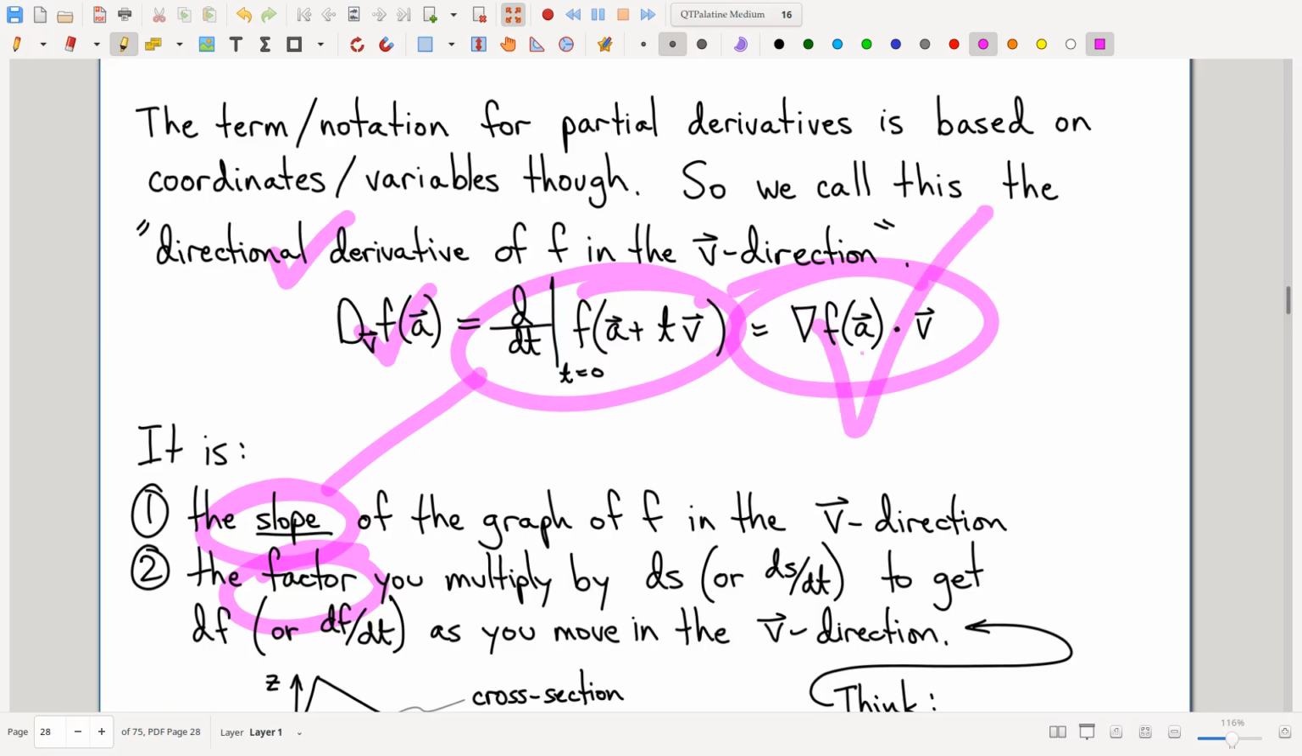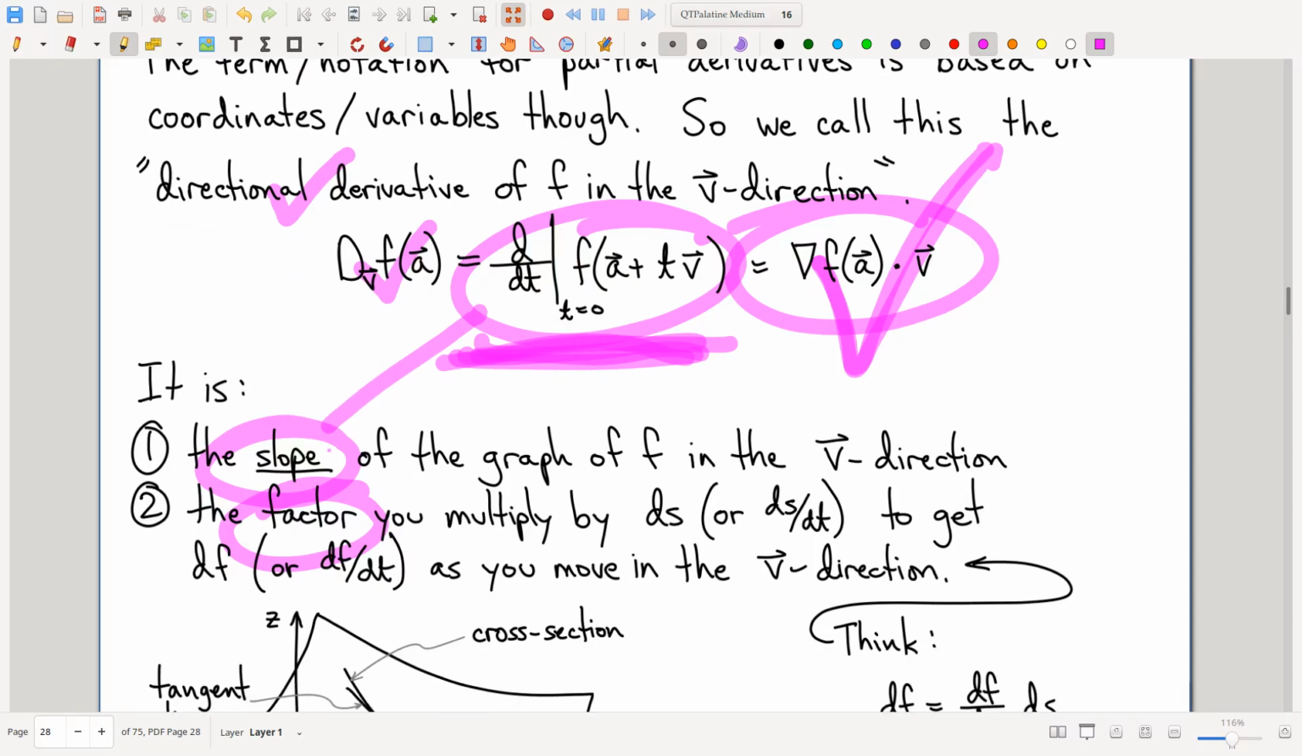This is a particularly convenient computational formula. I like this as a nice sort of intuition for how to think about it. And the interpretations I get of directional derivative are, well, it's the slope of the graph in that direction. And it's the multiplicative factor as you move in that direction.